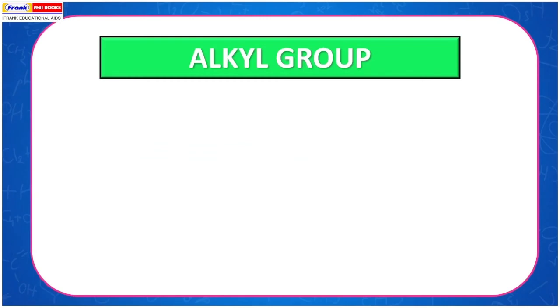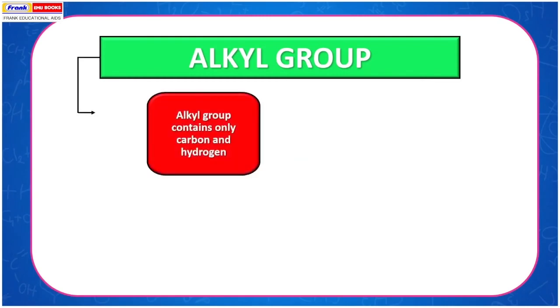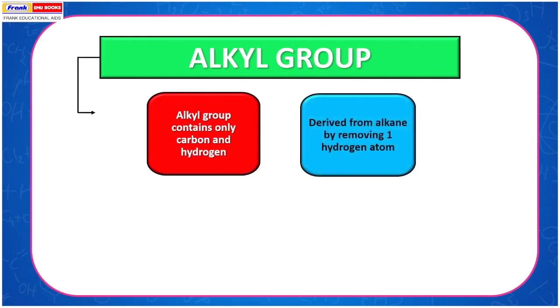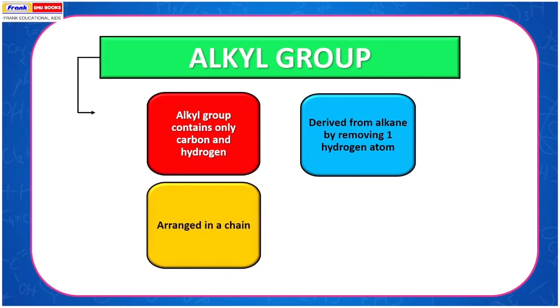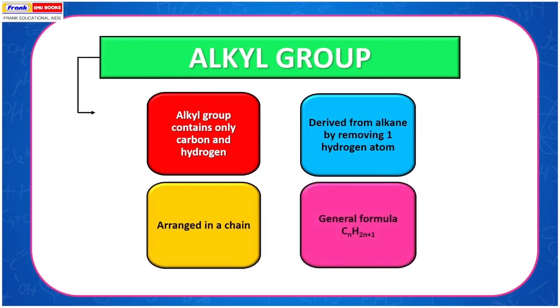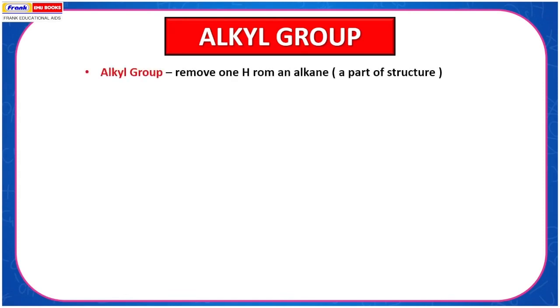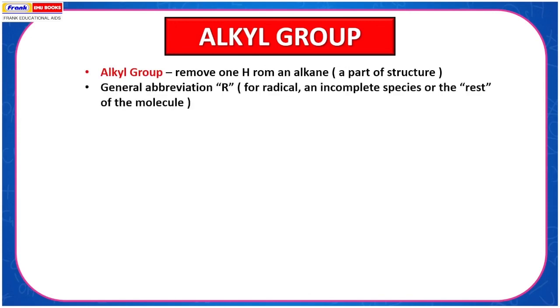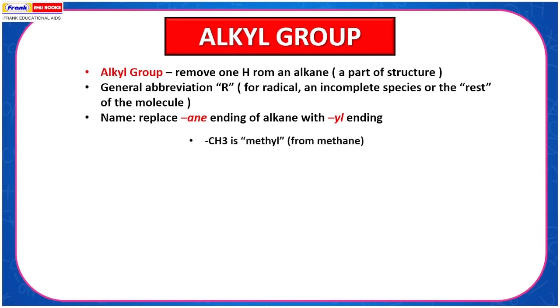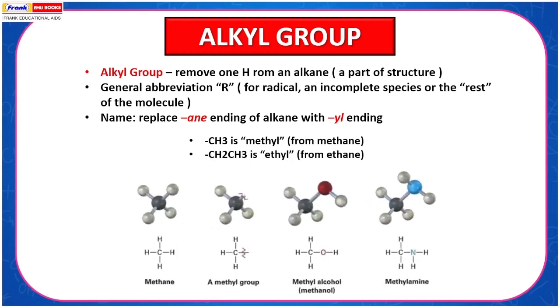Organic chemistry. Alkyl group. An alkyl group contains only carbon and hydrogen, derived from an alkane by removing one hydrogen atom, arranged in a chain. General formula CnH2n+1. An alkyl group removes one hydrogen from an alkane, a part of the structure, with the general abbreviation R for radical, an incomplete species or the rest of the molecule. To name it, replace the ending of alkane with the YL ending. CH3 is methyl from methane. CH2CH3 is ethyl from ethane. Methane CH3, a methyl group.